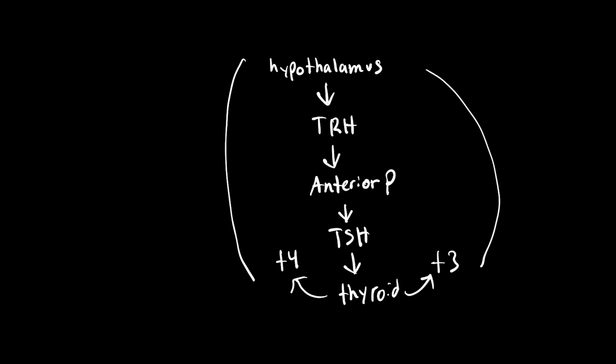So if thyroid levels are low, TRH and TSH will go up because the brain is trying to stimulate more production. And if the thyroid hormones are high, TRH and TSH will drop because the brain is trying to shut down the system, basically, right? And that's the whole idea of this specific axis.